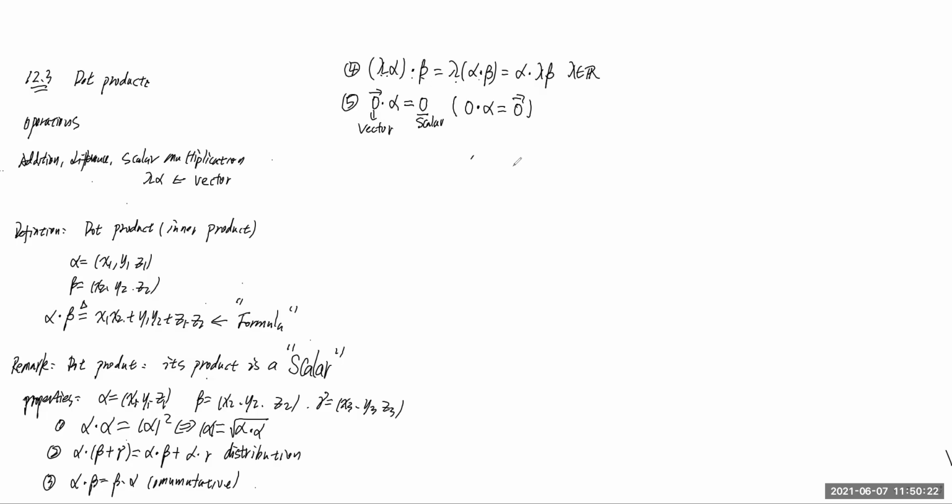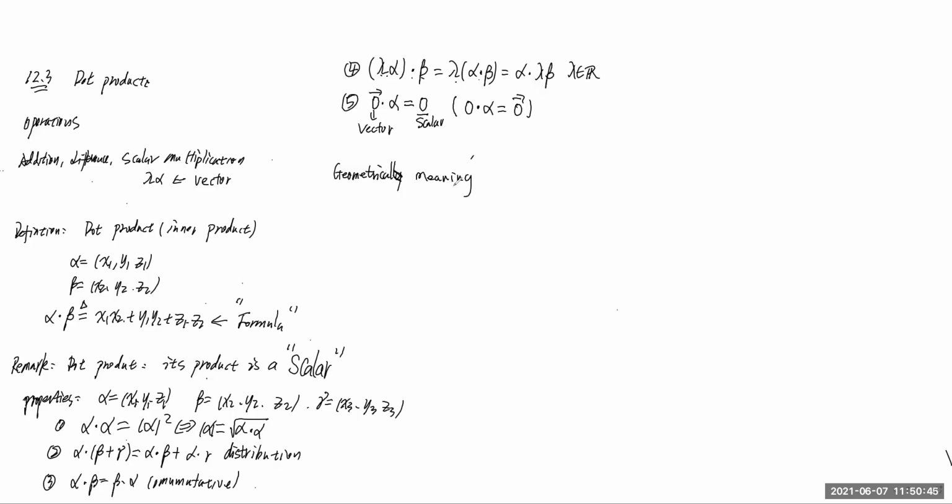Anyway, that's fine. So this is about the scalar multiplication. You may ask, why do you introduce this? Because the dot product has many geometric meanings. So let's explain it.